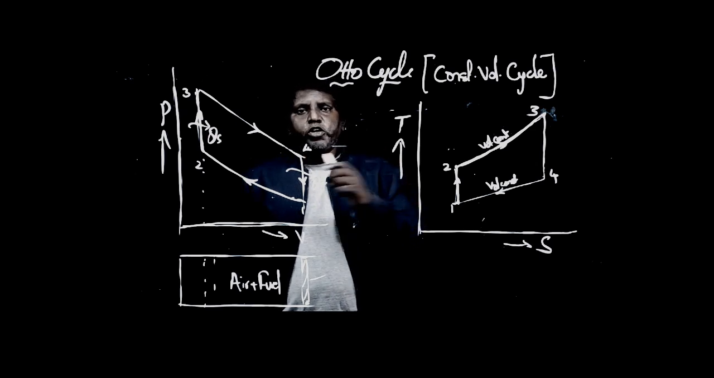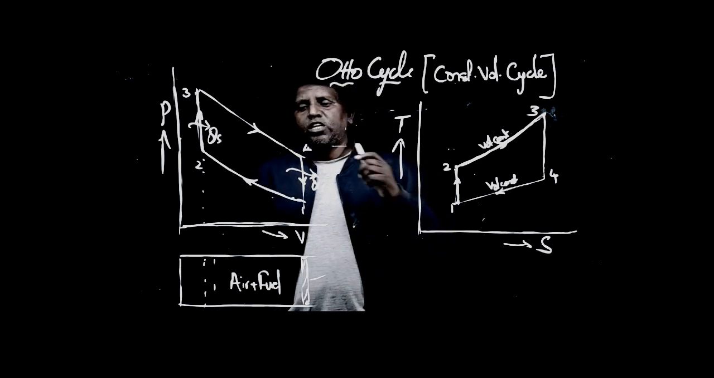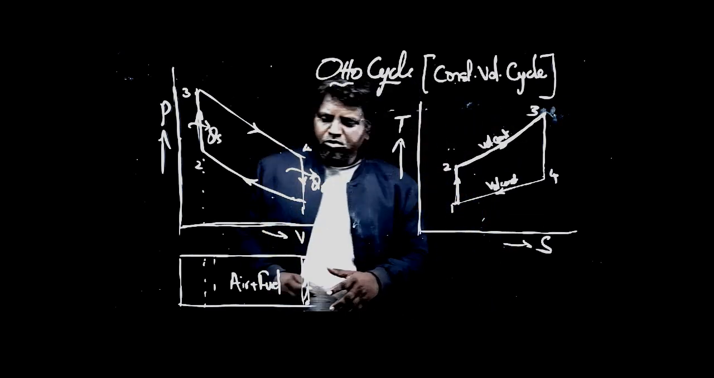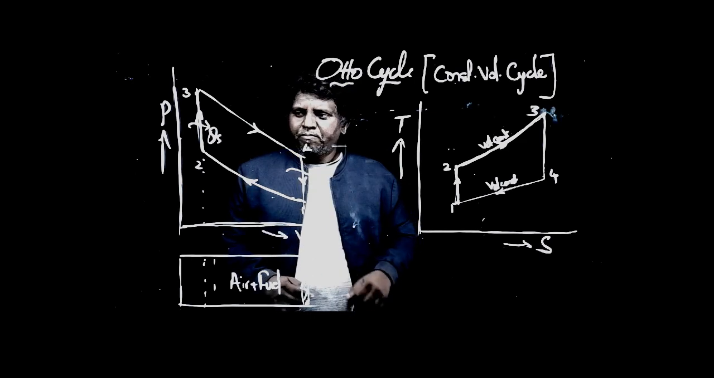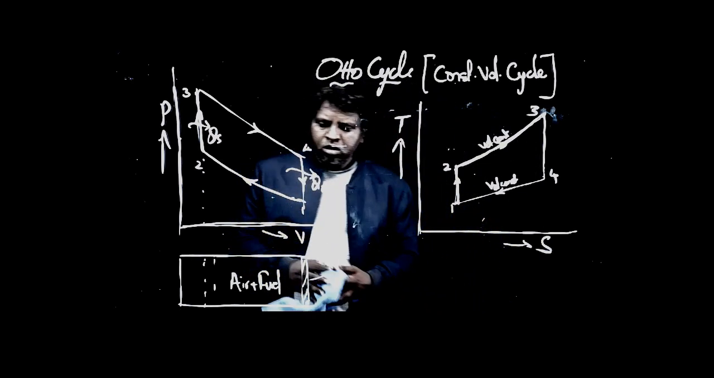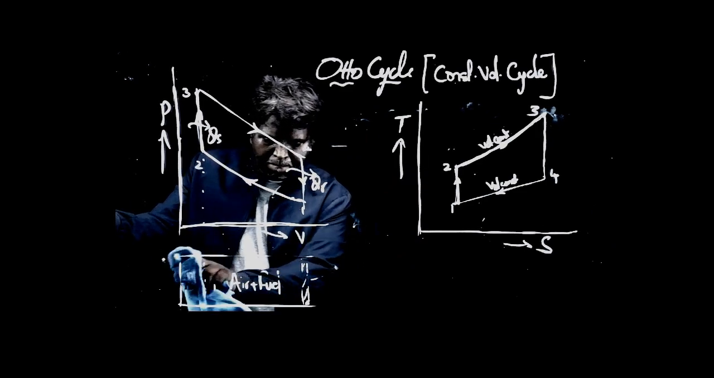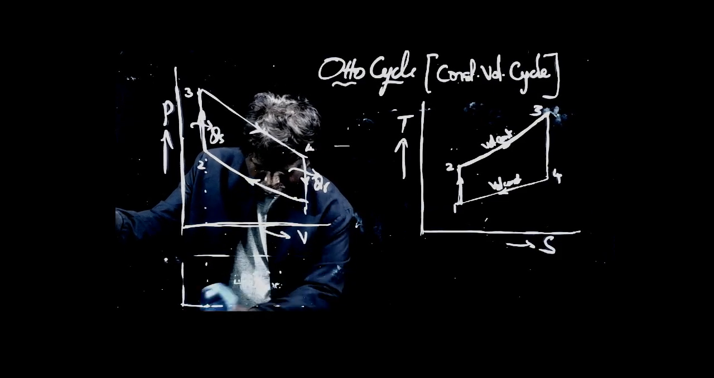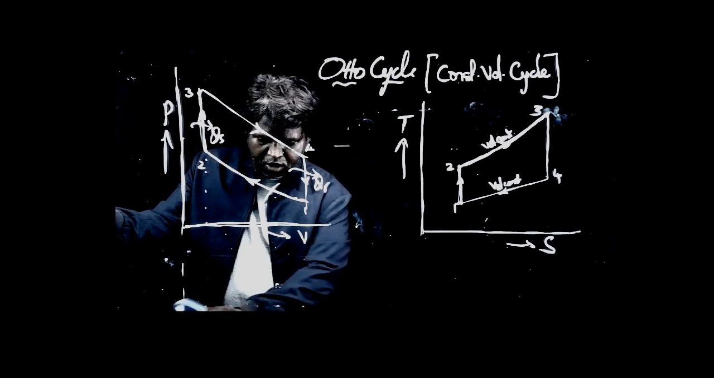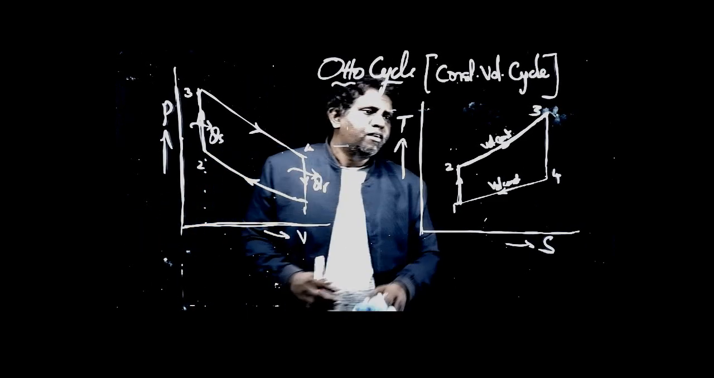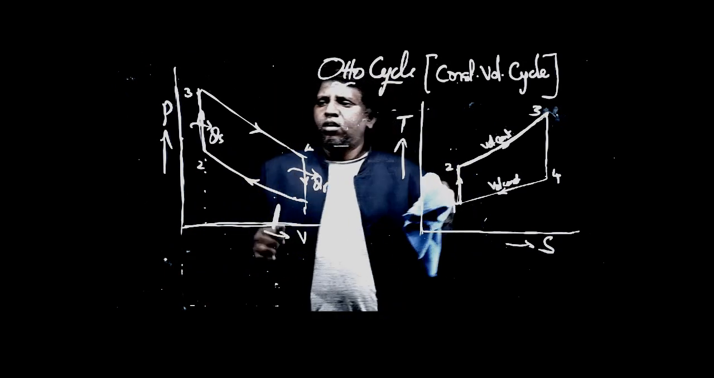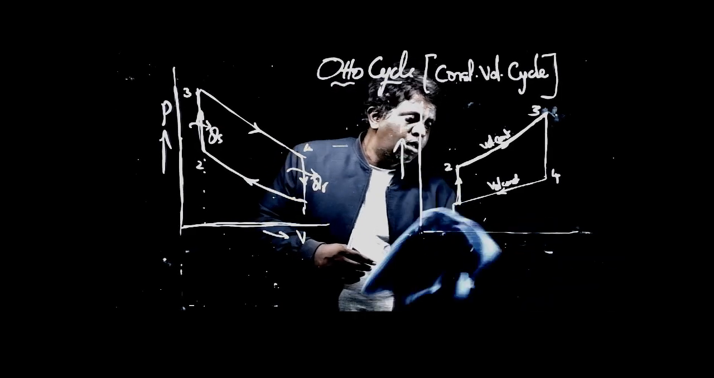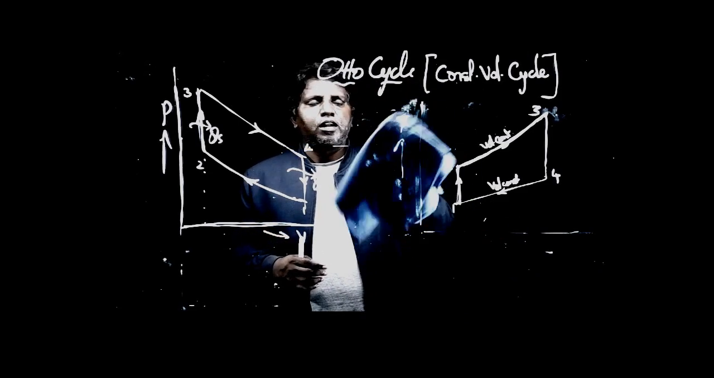We need to derive the efficiency equation of this particular cycle, which I will show you here. I would like to take out this particular figure so that I can derive an efficiency equation of that cycle, which is an important aspect of studying the Otto cycle.